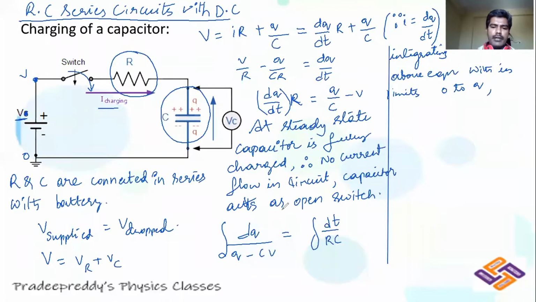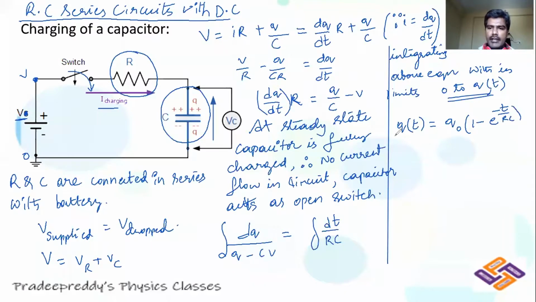Or else, as this is variable with respect to time, you can take the initial charge as 0 and the final charge as Q of t, right? So taking these limits and substituting after integration, you will get an expression as Q of t is equal to Q naught into 1 minus e power minus t divided by RC.